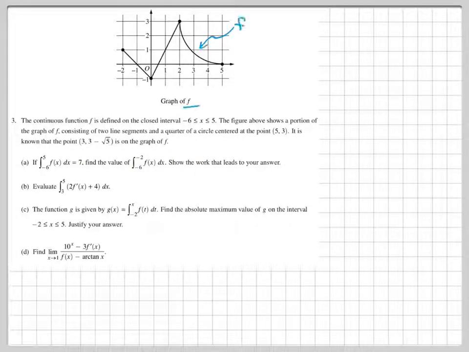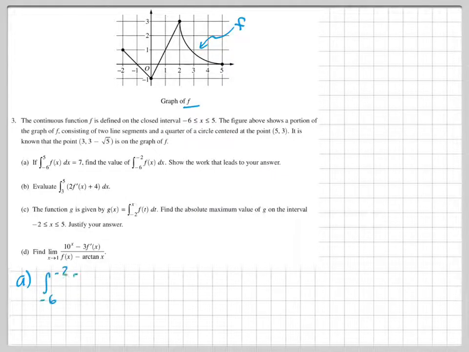Okay, so first of all, we got to label this bad boy. We know that this is f, but we are only seeing a portion of f. So let's attack letter A first. Letter A says if the integral from -6 to 5 of f dx equals 7, find the value from -6 to -2. It looks like we have a missing part right here, and we're going to have to find the value of the area underneath the curve from -6 to -2. Show the work that leads to your answer.